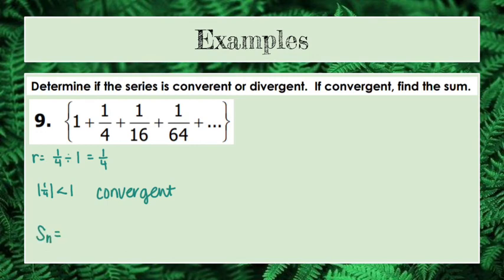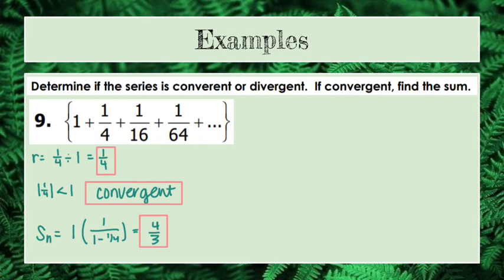So Sn equals 1 times 1 over 1 minus 1/4. And this 1 comes from being the first term, and this is the R value. When we type this into our calculator, we will get Sn to equal 4/3. So the important parts of your answer are here, here, and here.